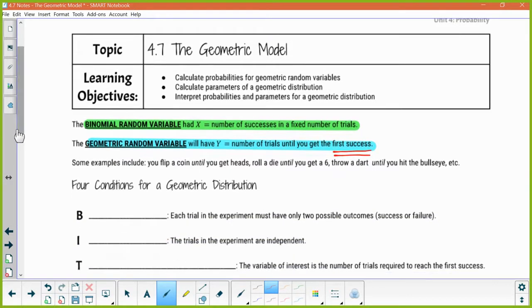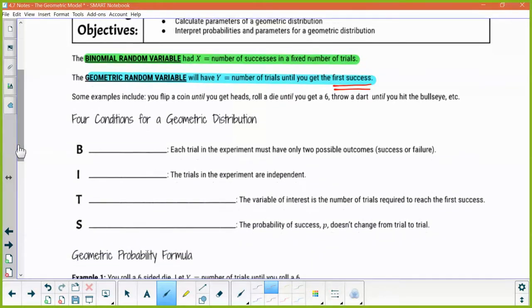Now, some examples: you flip a coin until you get a heads, you roll a die until you get a six, or you throw a dart until you hit the bullseye, things like that. You're looking for the first instance where you would get your considered success. So there are 4 conditions for a geometric distribution. It shares 3 of them with our binomial random variable.